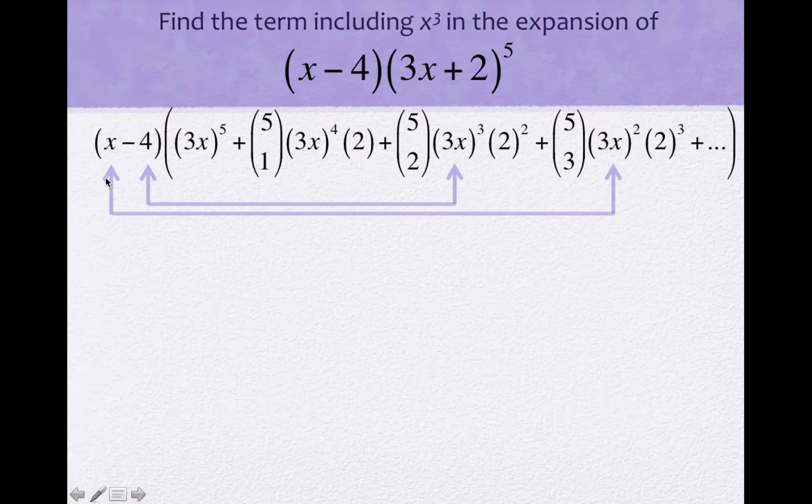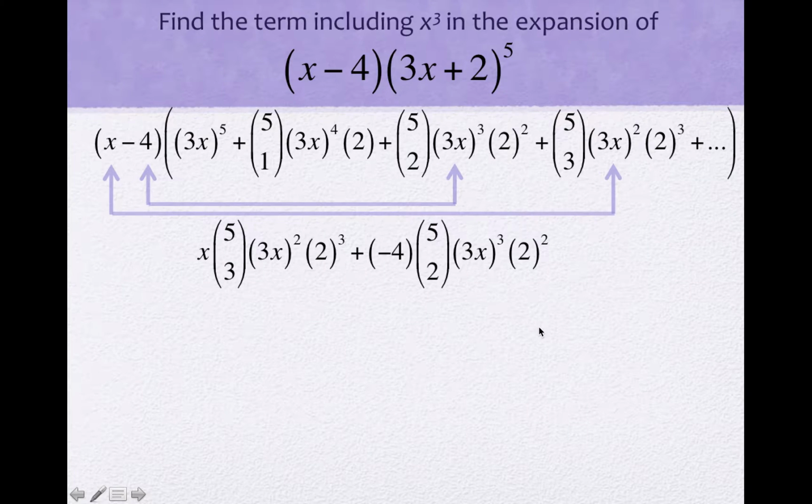And so rather than having to expand all of this and add all of these terms and then determine which ones actually have an x cubed, I can say x times this guy and add my negative 4. Notice my b here is negative 4, not just 4, times this guy. So I'm going to write that down. I'm going to say x times all of this and negative 4 times all of this and add them together. And then I have some simplifying to do.